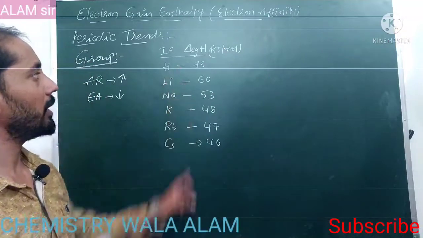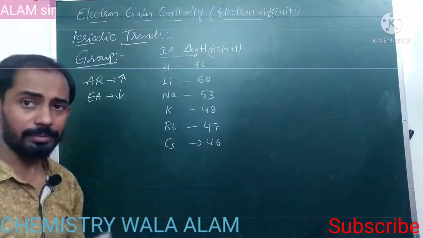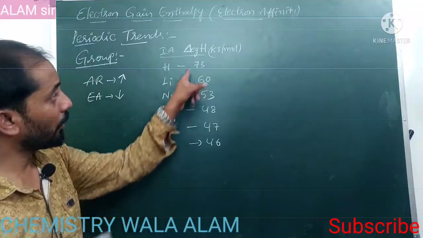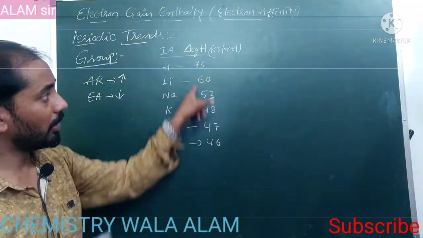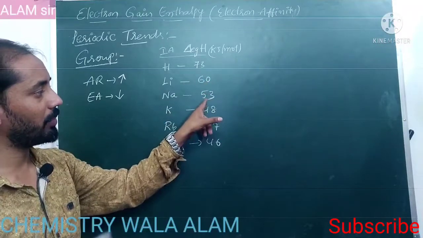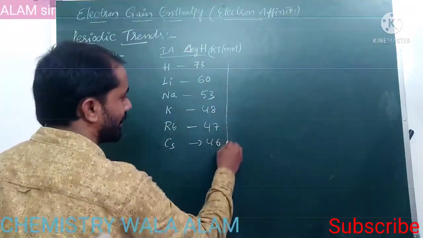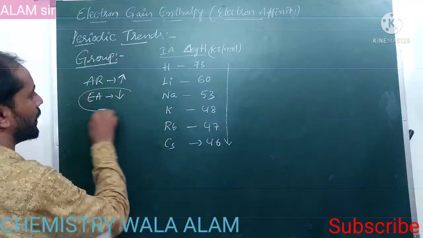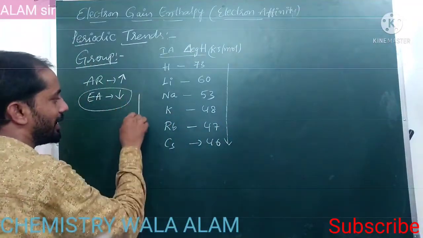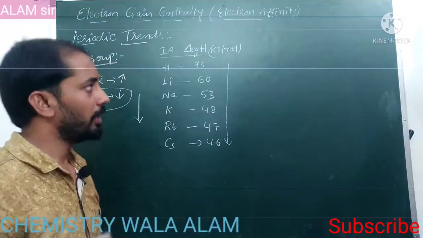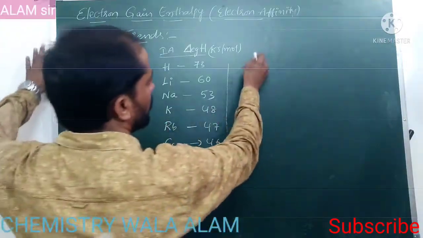So what's happening here? From top to bottom, atomic size is increasing, and the electron affinity value goes 73, 60, 53, 48, 47, 46, decreasing. That's what I said: electron affinity values decrease from top to bottom in a group. Here some more can be considered.